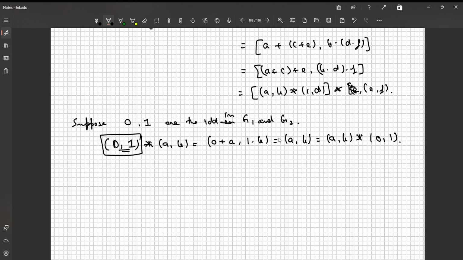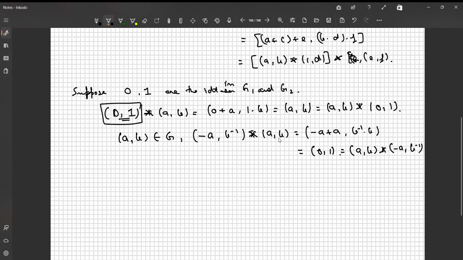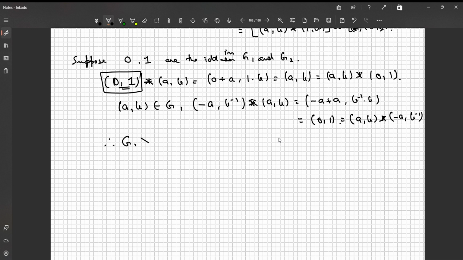I guess now it's clear that we can also talk about inverses, because if I choose an element A and B from G, and I consider the ordered pair minus A and B inverse, right? So minus A is trivially the additive inverse of the element A from G1, and B inverse is the multiplicative inverse of B from G2. Then if I compose this with AB, we know that I should get minus A plus A, and here B inverse dot B, and that's exactly 0 1. This will indeed happen from the other side as well, right? So therefore there is also an inverse. So what we conclude is basically that G with respect to this operation is a group.